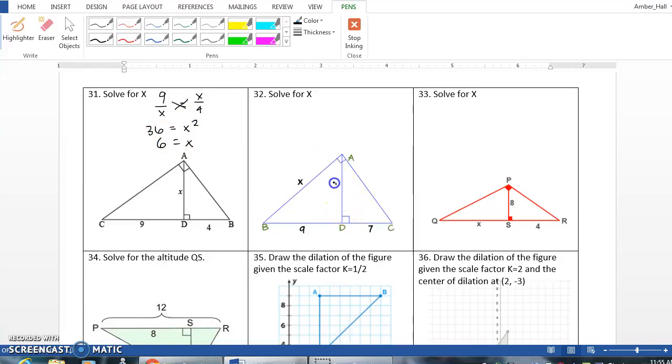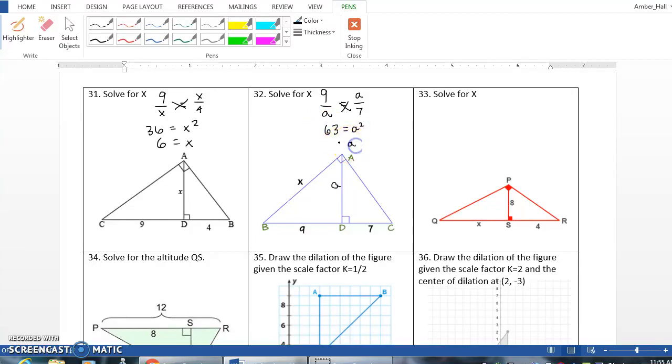Alright, for this one we don't know what the altitude is, so to be able to find x, first we have to find the altitude. So we can set up our proportion. 9 over a equals a over 7. Cross multiply. And we get 63 equals a squared.